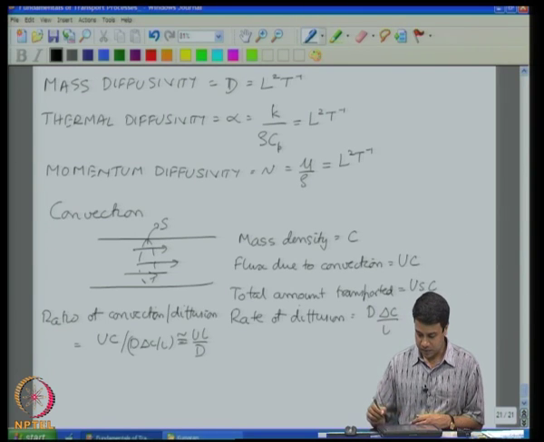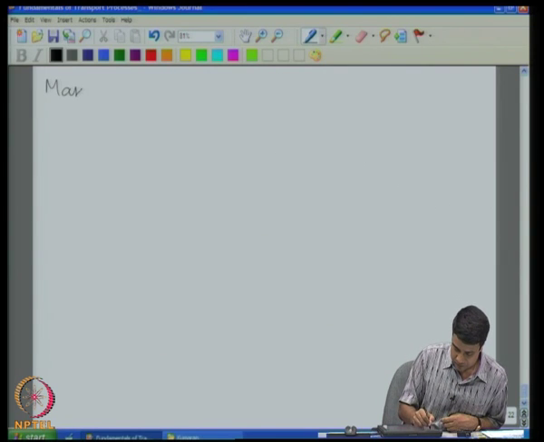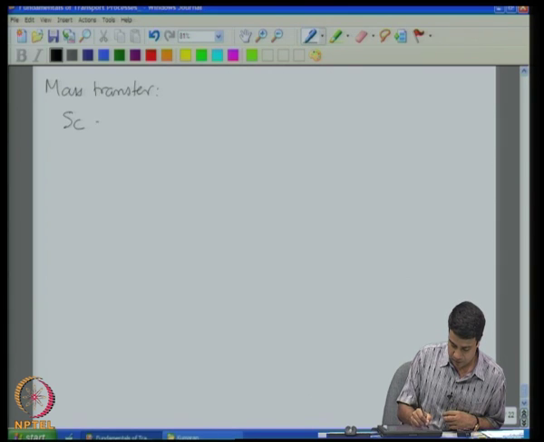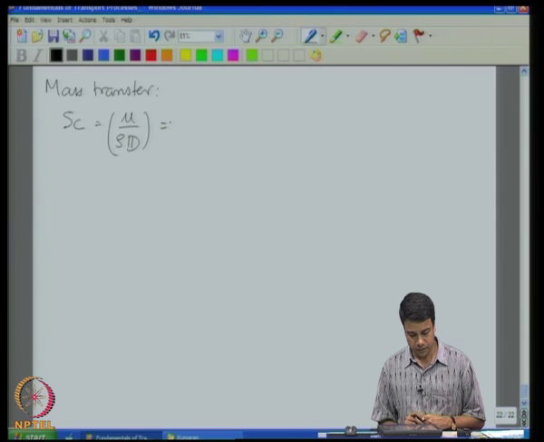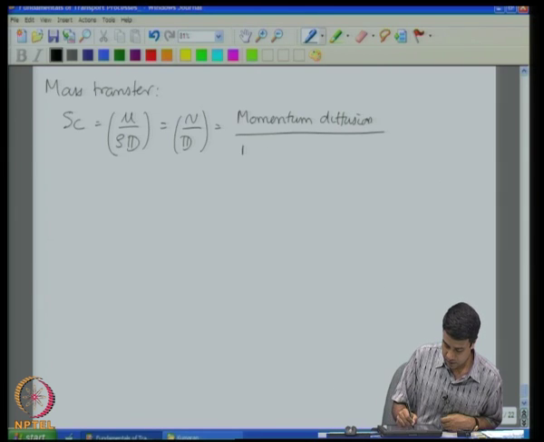What are these dimensionless numbers? Previously, for mass transfer, I had said that the dimensionless number was the Schmidt number, which was mu by rho times the diffusion coefficient. This is equal to the kinematic viscosity divided by the mass diffusivity. So, this is equal to momentum diffusion by mass diffusion.